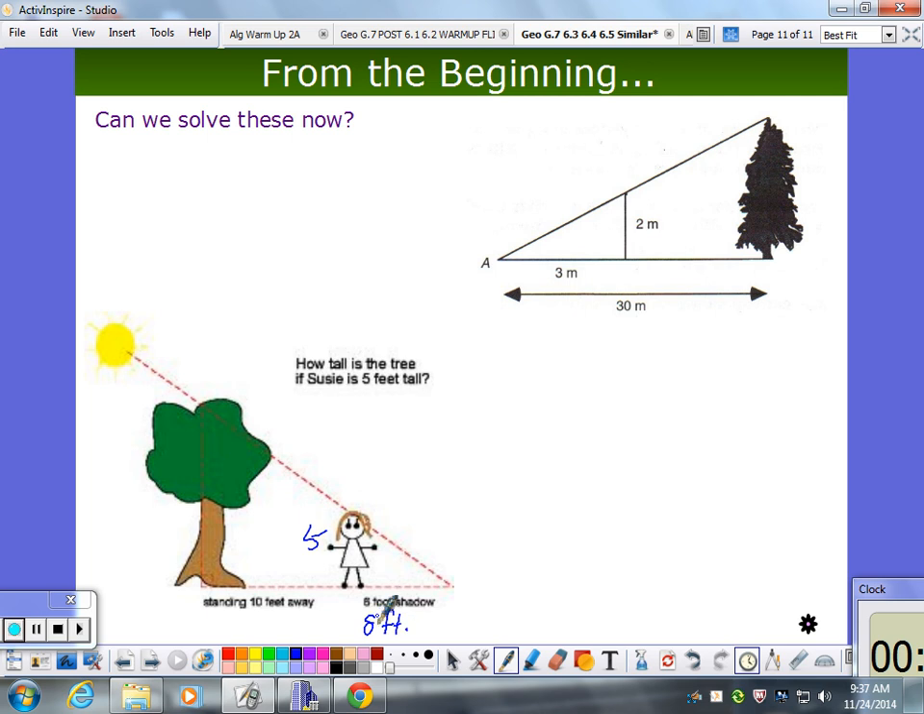This is not in the notes. Okay. Now she's 10 feet away. So let's see. If she's 5 to however tall this is, and her shadow is 8. What's the shadow of the tree? 18, right? It's not just 10. It's that whole thing.